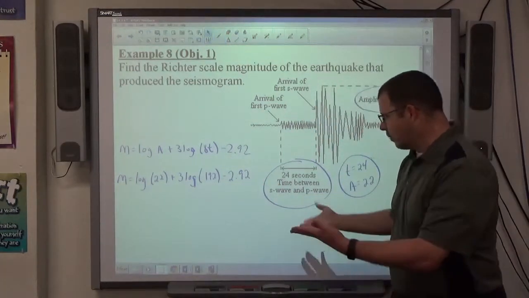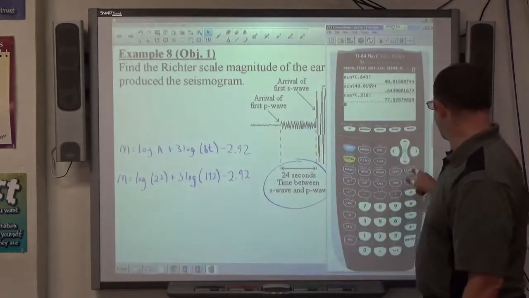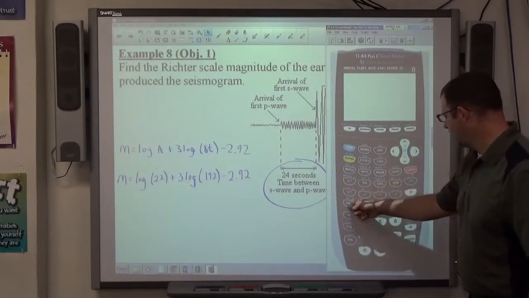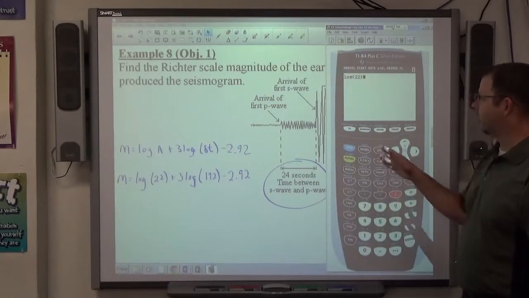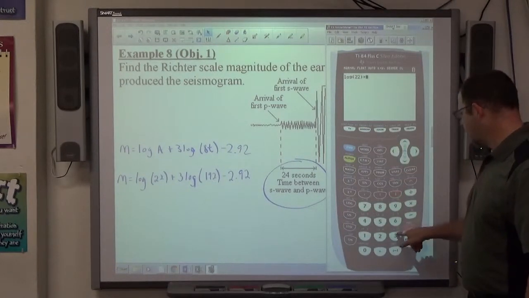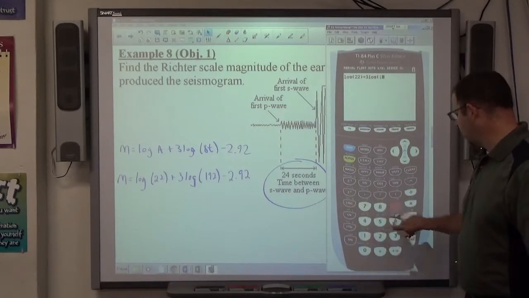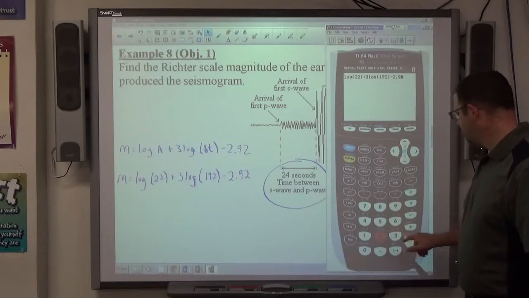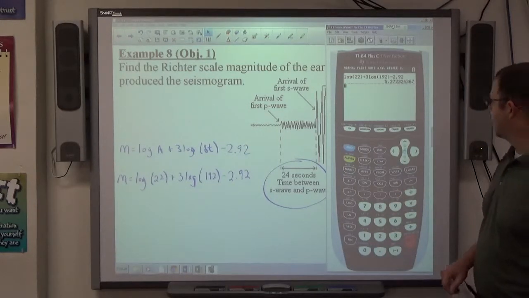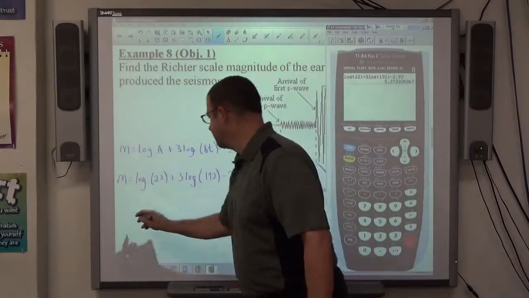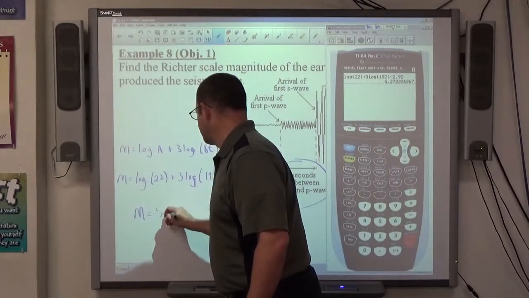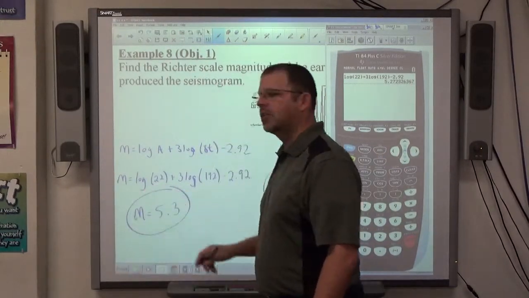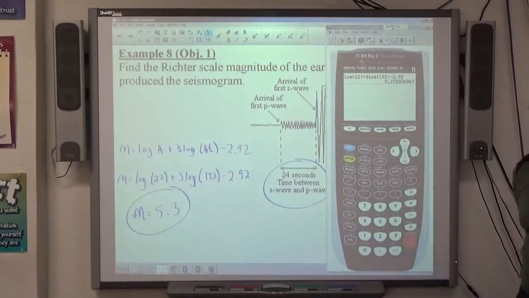All right, so that's what I type in my calculator. I'll type in log 22. I'm using the LOG button because again it's base 10, plus 3 log 192 minus 2.92. That comes out to a magnitude of 5.27, so 5.3. Keep in mind earthquakes are rounded to one decimal place, so a 5.3 earthquake there.